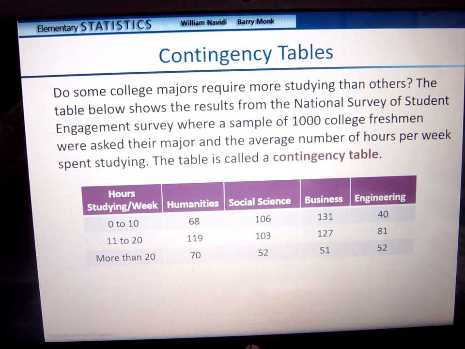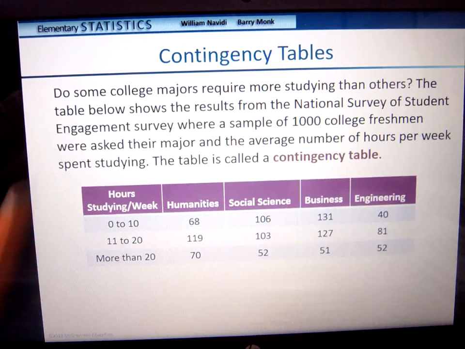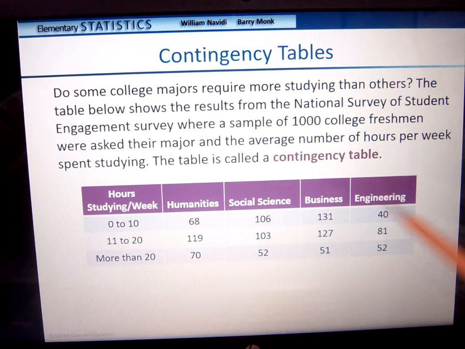The table shows the results from the National Survey of Student Engagement Survey, where 1,000 college freshmen were asked their major and the average number of hours per week spent studying. This is called a contingency table. So here's your hours of studying per week. Here are some of the majors.